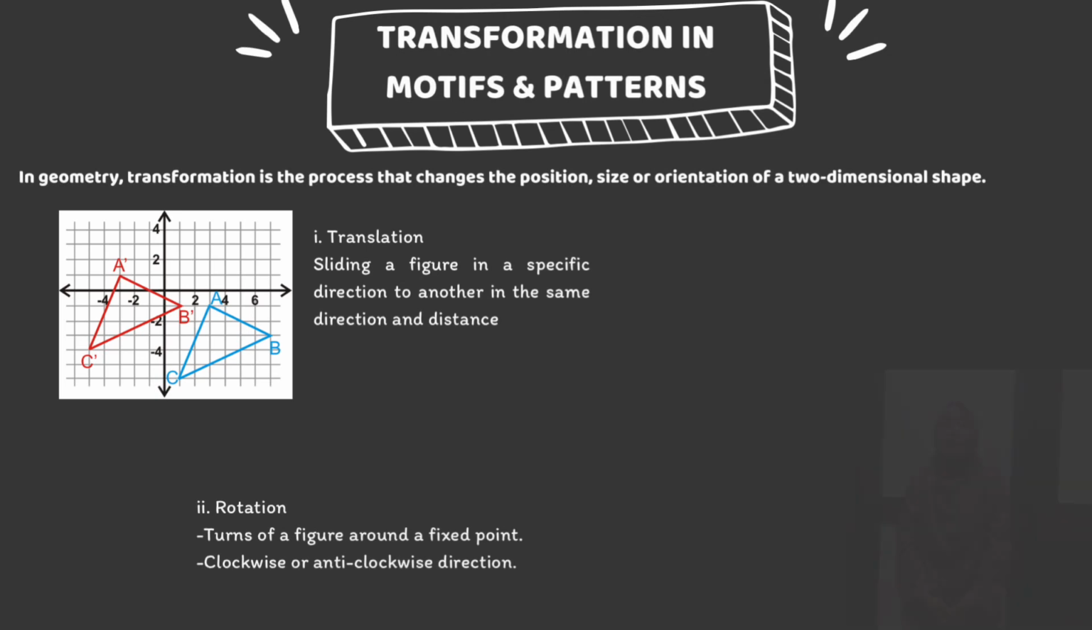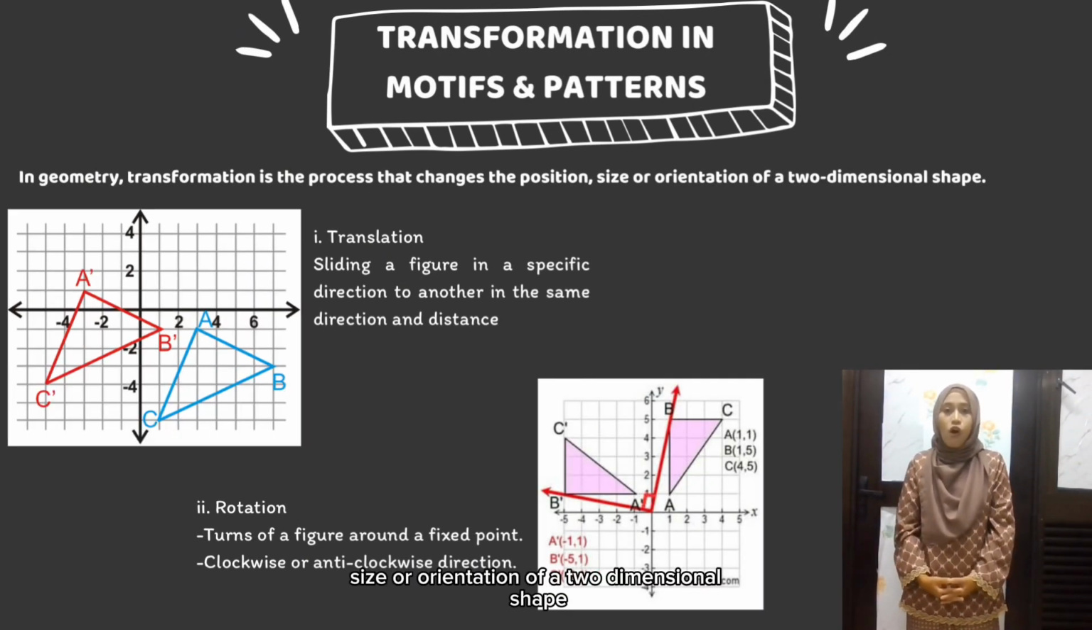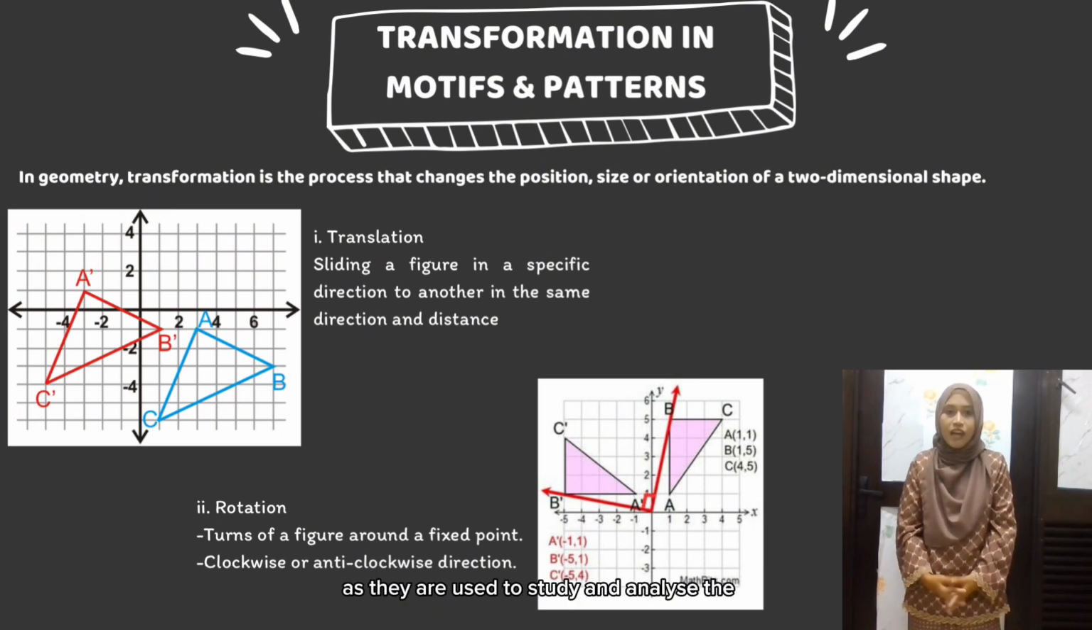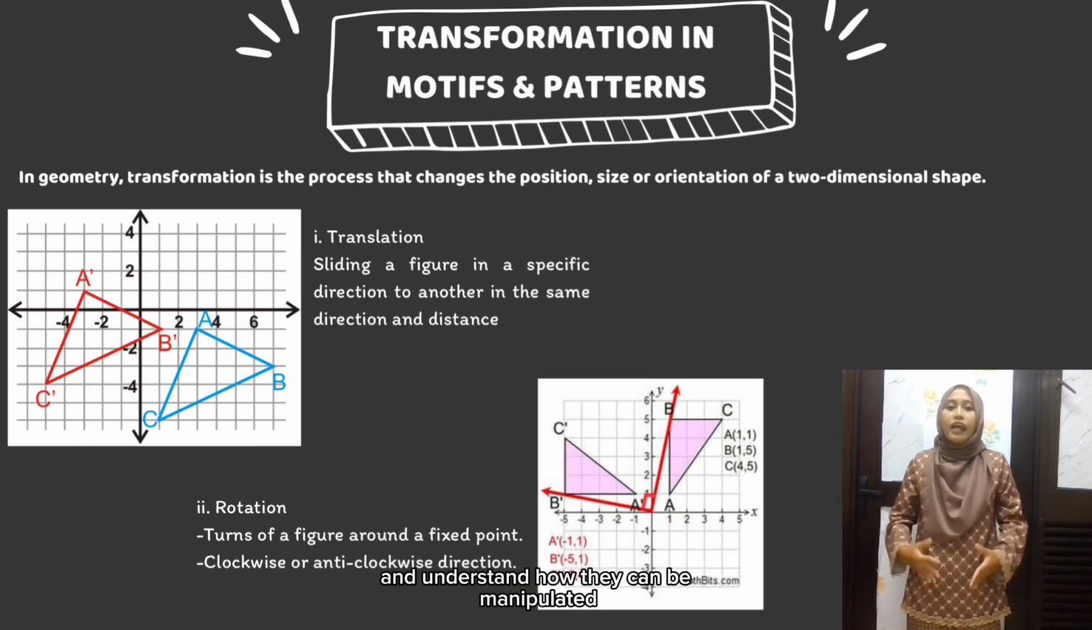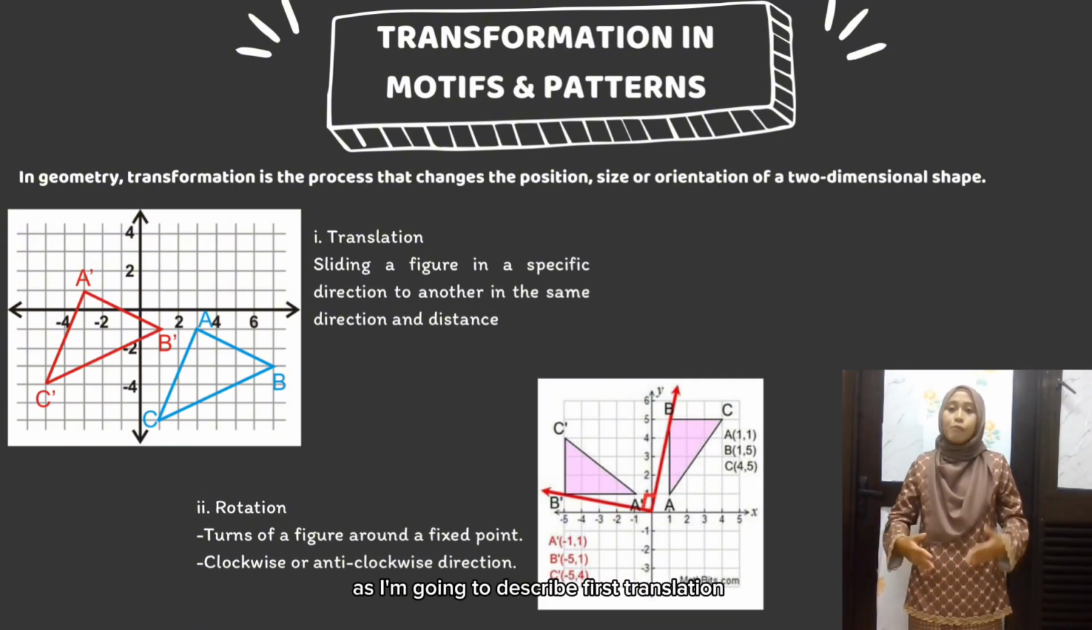Transformation in motif. In geometry, transformation is the process that changes the position, size, or orientation of a two-dimensional shape. Transformations play a crucial role in geometry as they are used to study and analyze the relationship between figures and understand how they can be manipulated while preserving certain properties. There are several types of transformation with its own characteristics. The four main types of transformation are as I'm going to describe.